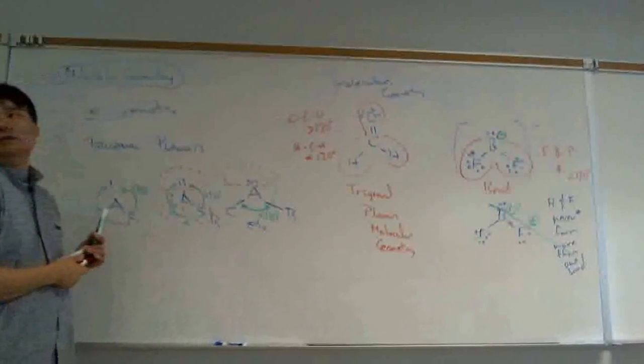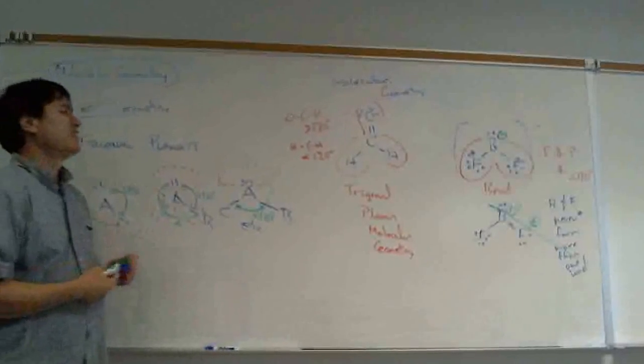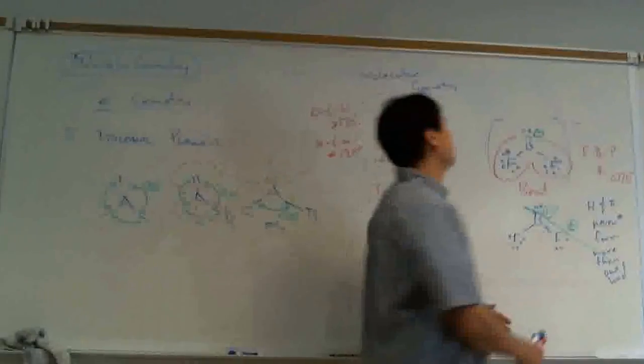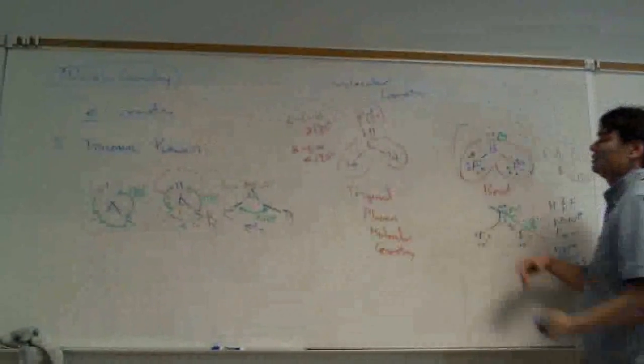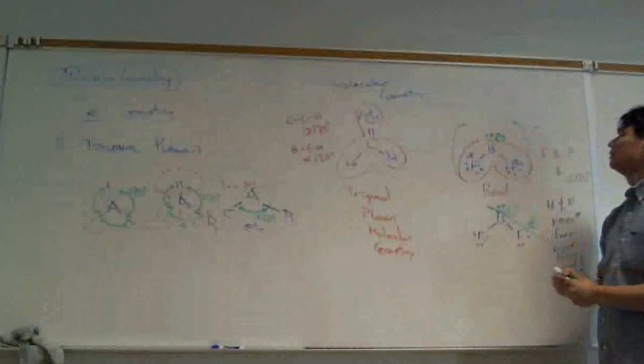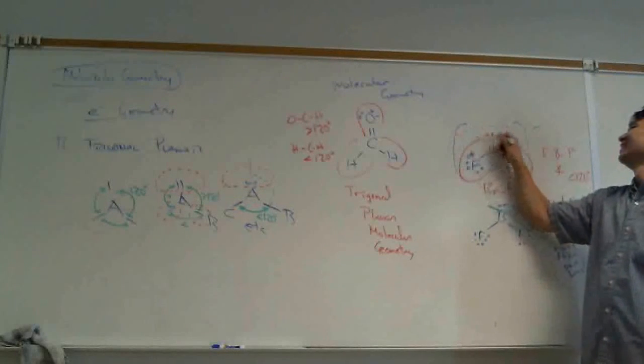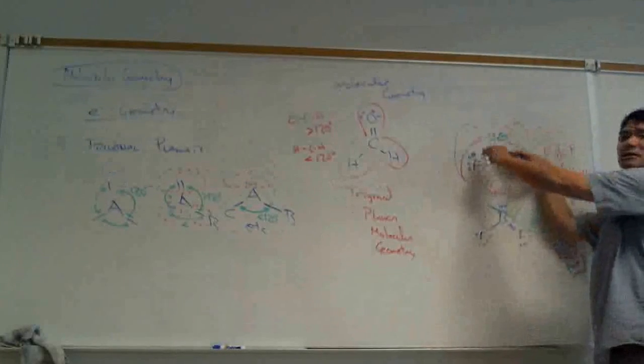Why is it less than 120? Because they have to add up to 360. Because the lone pair takes up space. This lone pair here takes up space and pushes these other electrons in.